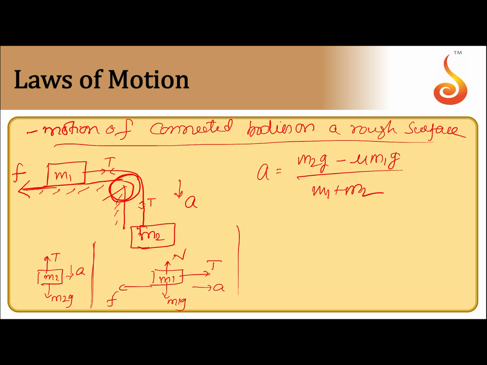So upon solving the equations, we get a is equal to m2g minus mu m1g divided by m1 plus m2, and the tension is equal to m1 m2g divided by m1 plus m2 into 1 plus mu.